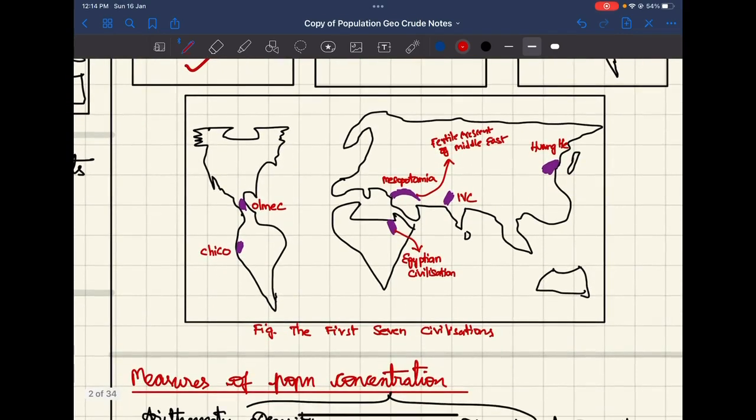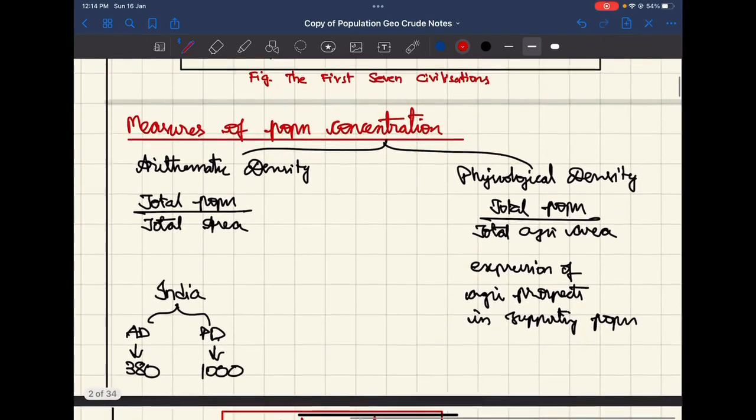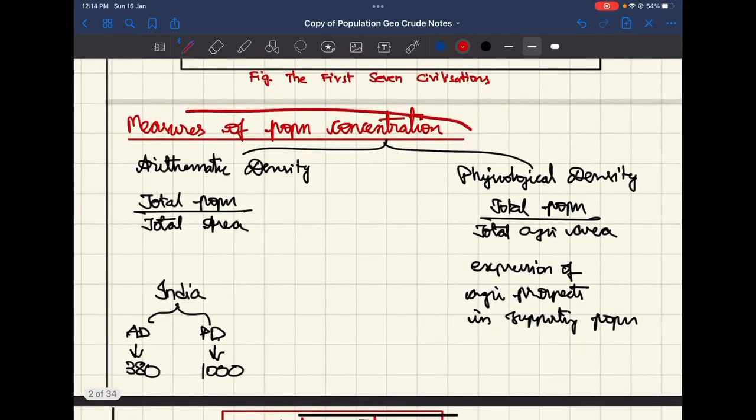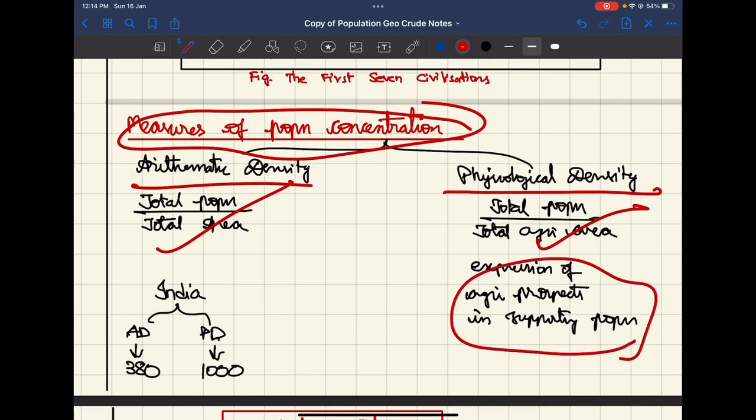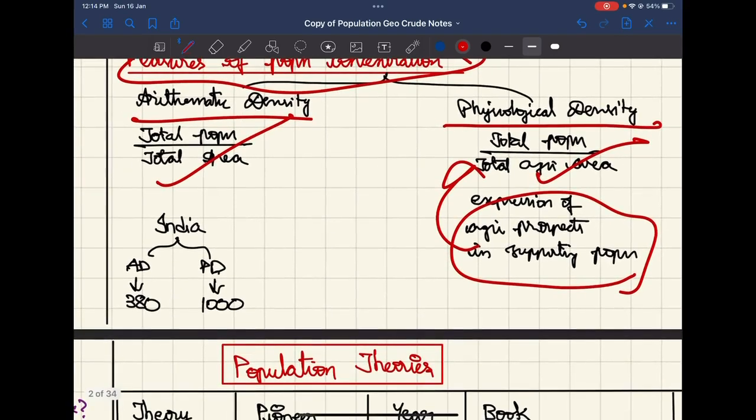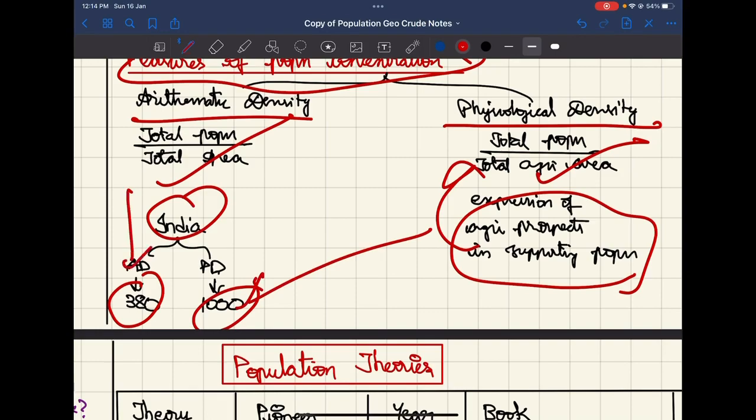These are the first 7 civilizations, which are Olmec, Chico, Mesopotamia, there is Sumerian here, Egyptian civilization, Indus Valley civilization, and Hwang Ho civilization. To measure the population concentration, we have arithmetic density and physiological density. This is total population by total area. This is total population by agricultural area. This gives how much population the agricultural food production can support. For India, this is 380 and this is 1000.